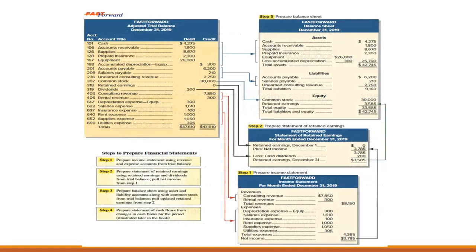So we have this example of all of our financial statements and how that information comes from the adjusted trial balance to the financial statements. This is just like we did in chapter 2 with the trial balance, and then we made the financial statements. This is exactly the same process. The only thing that changed is that we did those adjusting entries to record revenues and expenses.